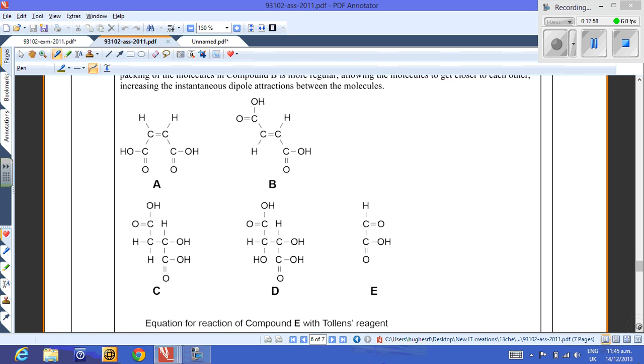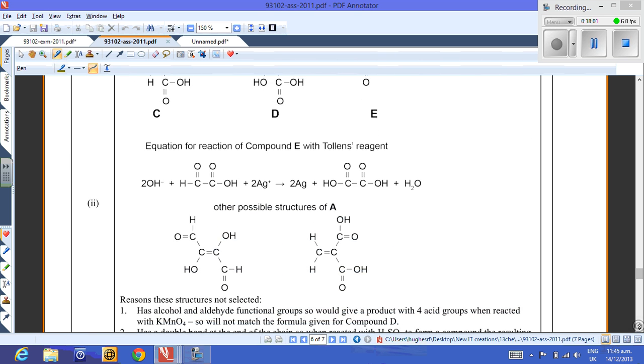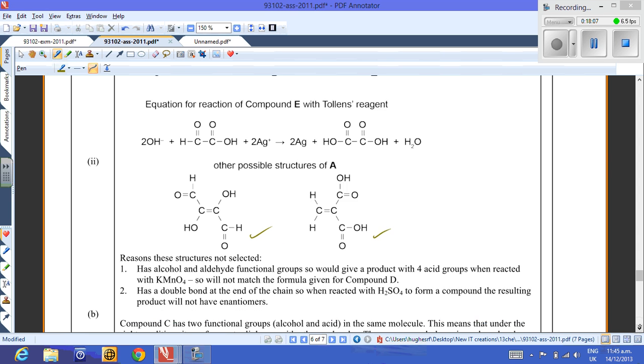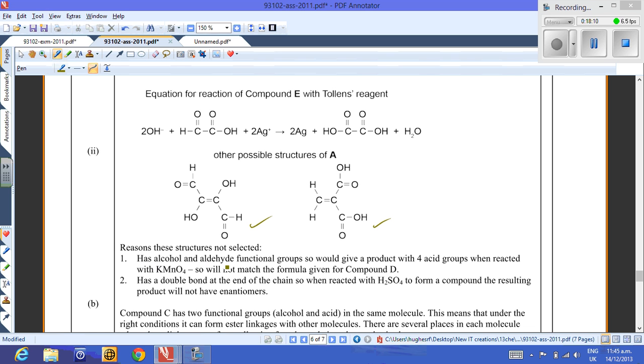So let's just go down and take a look at the final part there. Other possible structures of A. So they're the 2 structures. They look a bit different from the way I've drawn them, but you can check them for yourself. They're the exact same. So reasons these structures are not selected. So this compound here, number 1, has alcohol and aldehyde functional groups, so would give a product with 4 carboxylic acid groups when reacted with potassium permanganate, so will not match the formula given for compound D. Number 2 has a double bond at the end of the chain, so when reacted with sulfuric acid to form a compound, the resulting product will not have enantiomers.